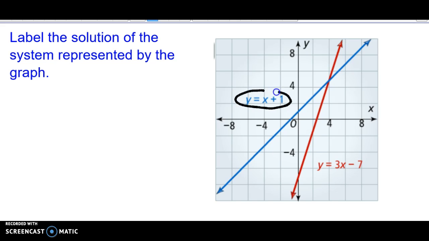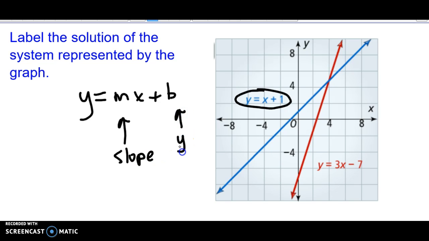So let's look first at this line. We have y equals x plus 1. This is in our slope-intercept form, where we can easily see the slope and we can easily see the y-intercept. So as I look at this equation, I know that my y-intercept is positive 1, which is right here, and that makes sense because my scale is counting by twos, and my slope is the coefficient of x. So since there's nothing listed, this implies a 1.